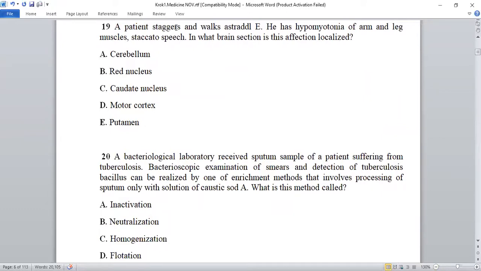Okay, okay. A patient staggers and walks astraddle. He has hypomyotonia of arm and leg muscles, staccato speech. In what brain section is this affection localized?